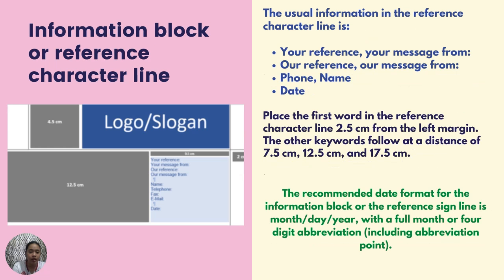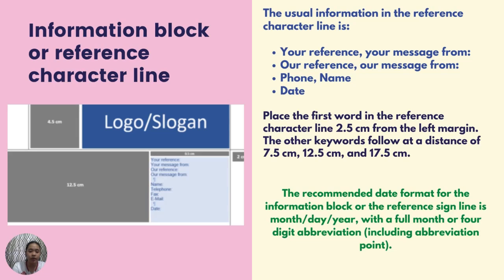So next we have the information block or reference character line. In this image, we can see the information block or the reference character line, which is colored light blue. The usual information block starts 5 centimeters below the upper edge of the document and has the same height as the additional and note zone of the address field.